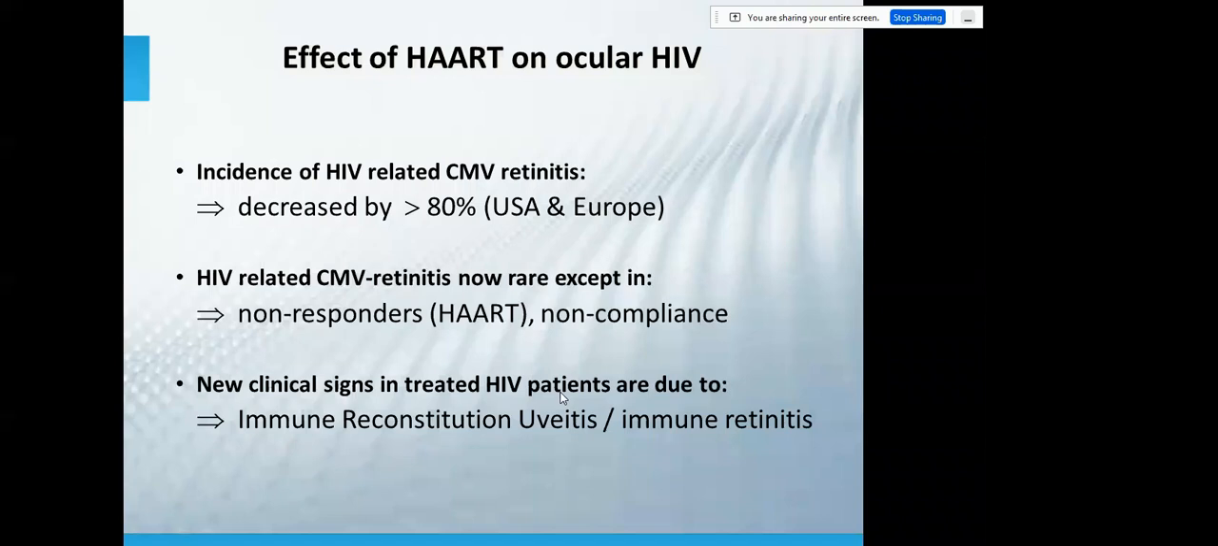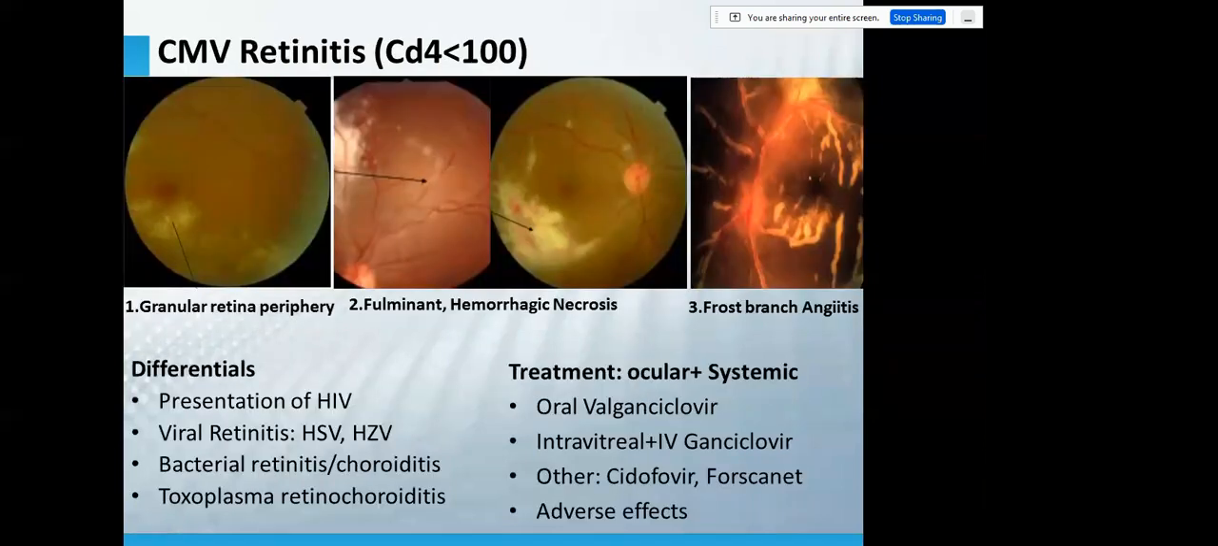The new clinical sign in treated patients is what I've described, called immune reconstitution syndrome or immune reconstitution uveitis. So you'll treat them and they start running back to you, saying, doctor, now I'm having a red, painful eye, fearing light. They're having uveitis. But that's, in quotes, a good sign because the immunity is picking up. So CMV retinitis, this is what we see.